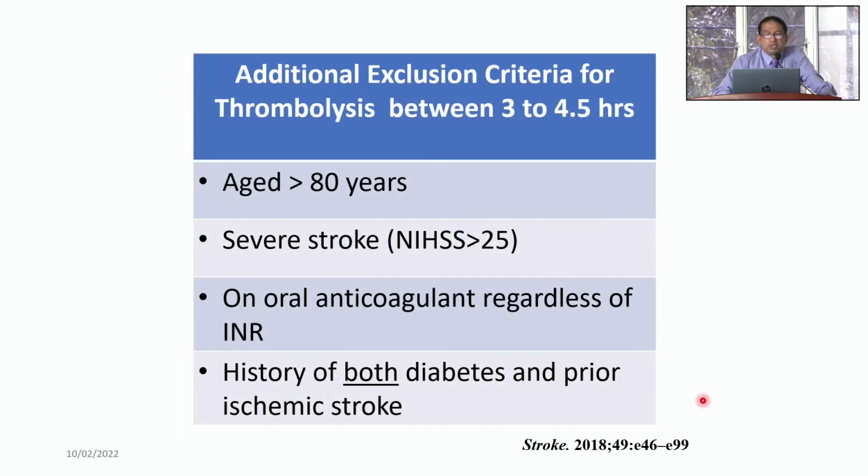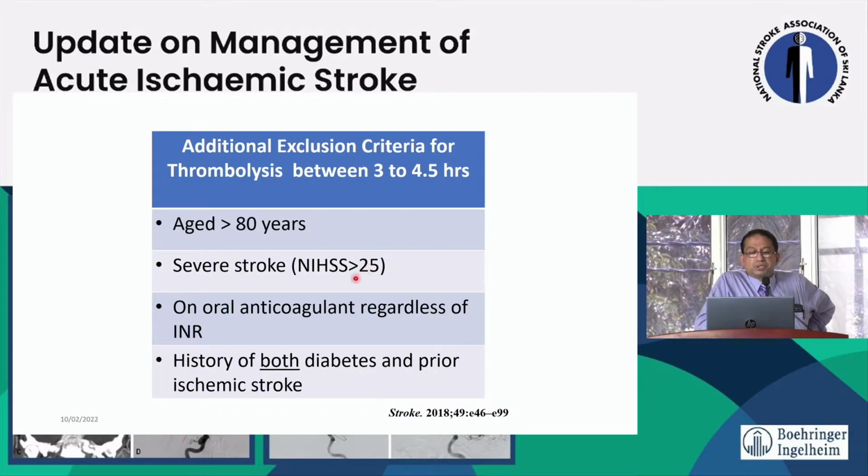If you take patients over 80 years of age, there are more strict criteria, so you will exclude the very severe strokes, oral anticoagulant use regardless of the INR, and history of diabetes and prior ischemic stroke. So we need to exclude them.